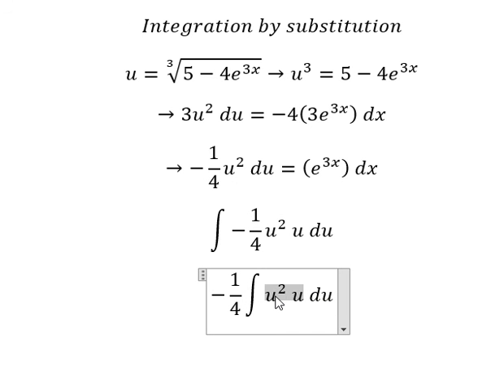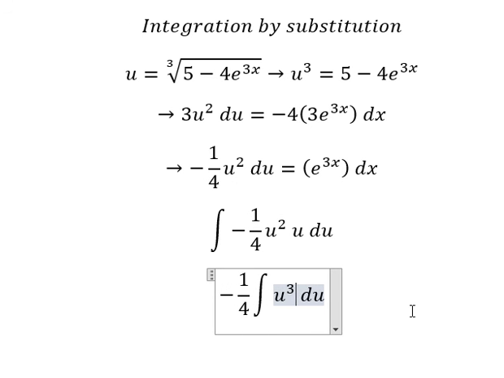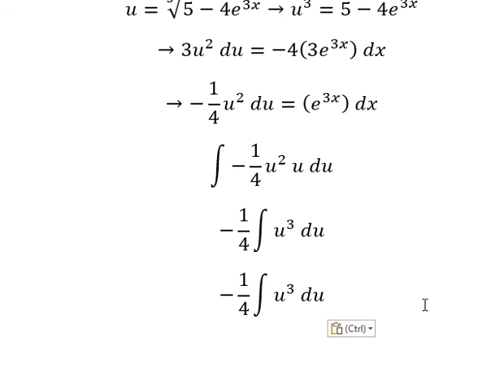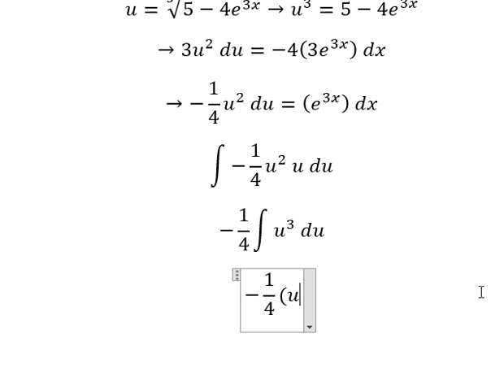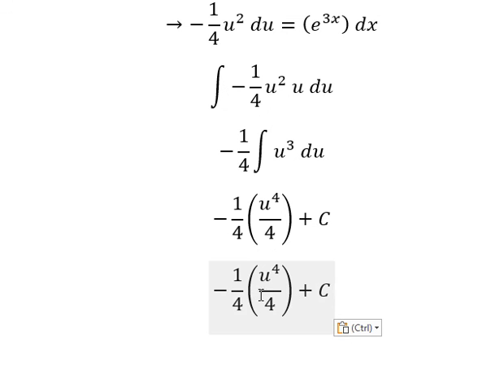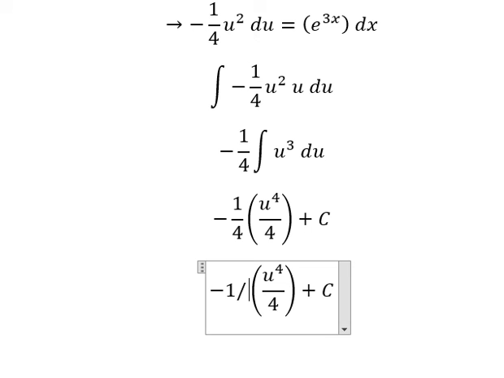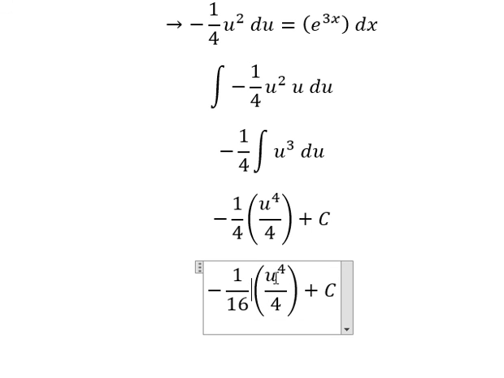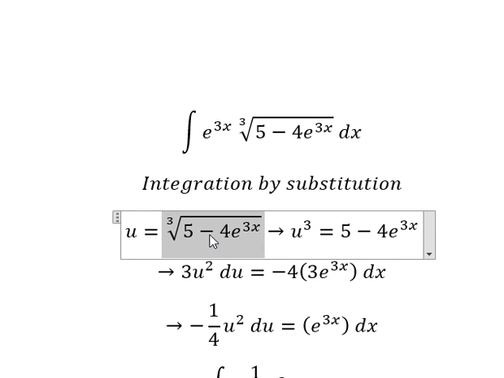This one we have u to the power of 3. The integration of this one, we have u to the power of 4 over 4, and I will put c. So we have 4 and number 4, we have 1 over 16. About u, that is this one.